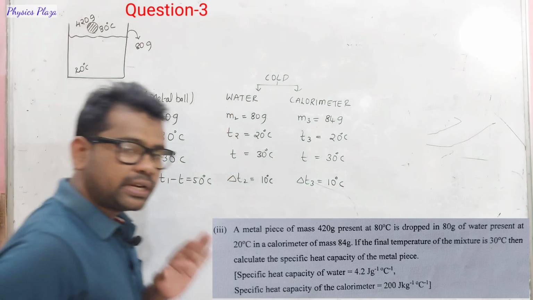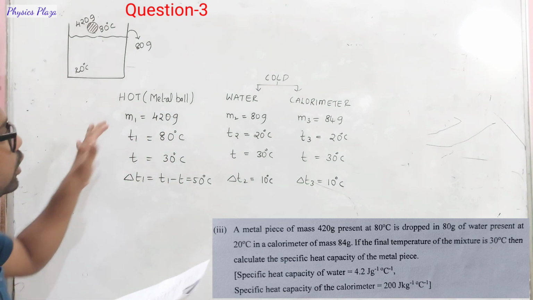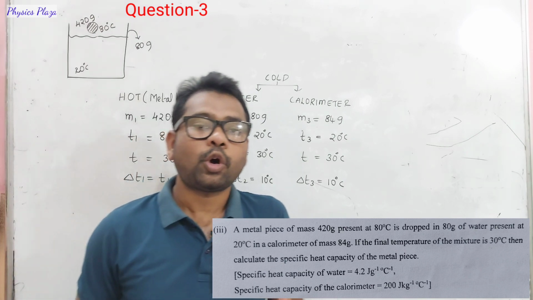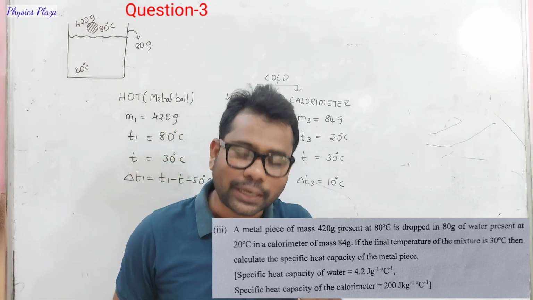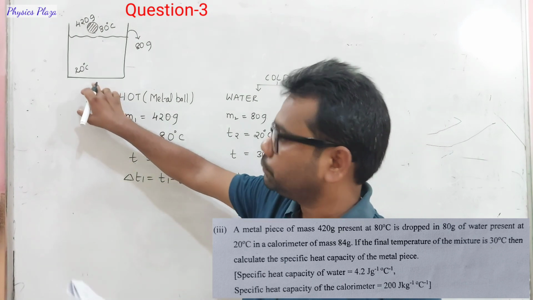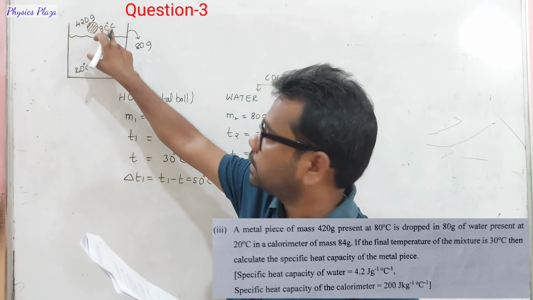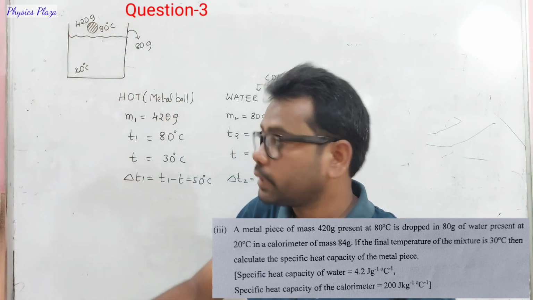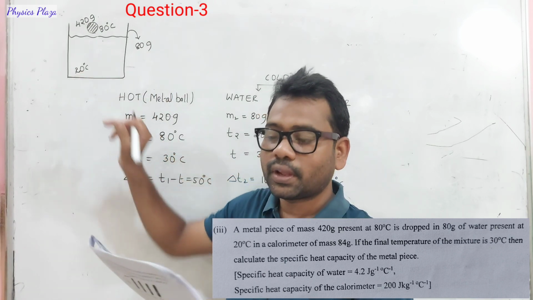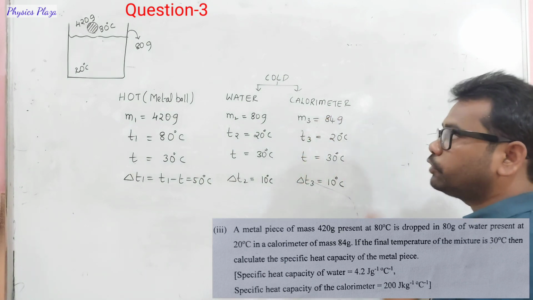Children, the specialty of this question is that the specific heat capacity of the calorimeter is also given, which means the calorimeter is also going to absorb some heat, so we need to consider that also. According to the question, a metal piece of 420 grams at 80 degrees Celsius is dropped into 80 grams of water present at 20 degrees Celsius. The mass of the calorimeter, 84 grams, is also given.